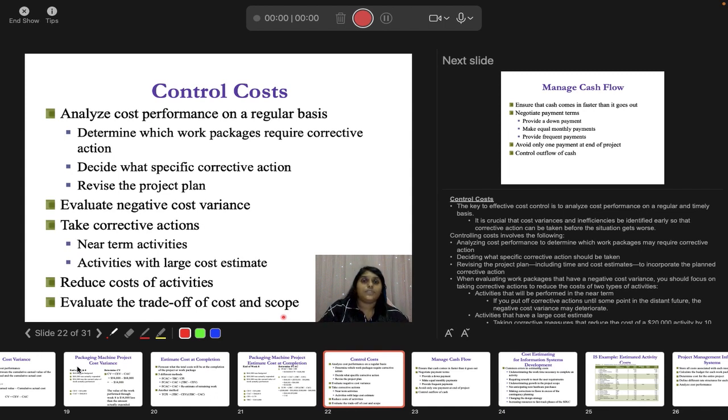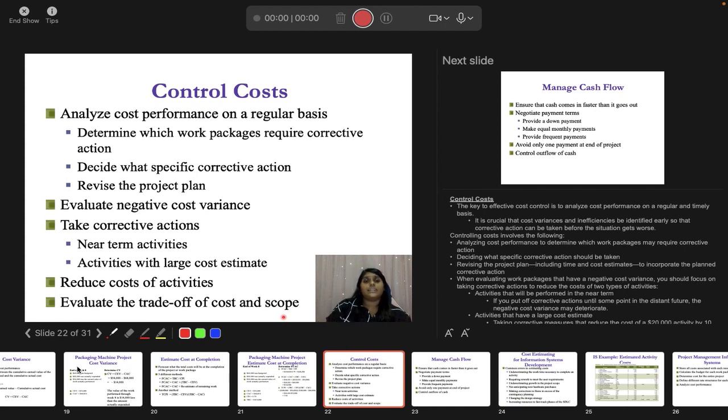It will give you the answers to which corrective action you are supposed to take. Which of the activities can you reduce the time, which of the activities can you reduce the cost. And it will help you to revise the project plan. If the project plan is not going according to what the actual progress is, then you need to revise your project plan, you need to revise your budget. So that is where the control cost will help you.